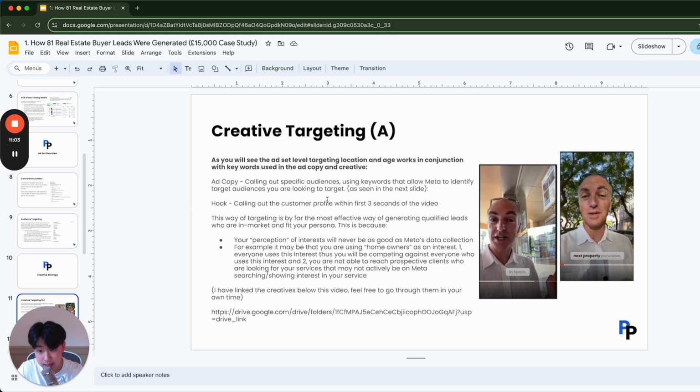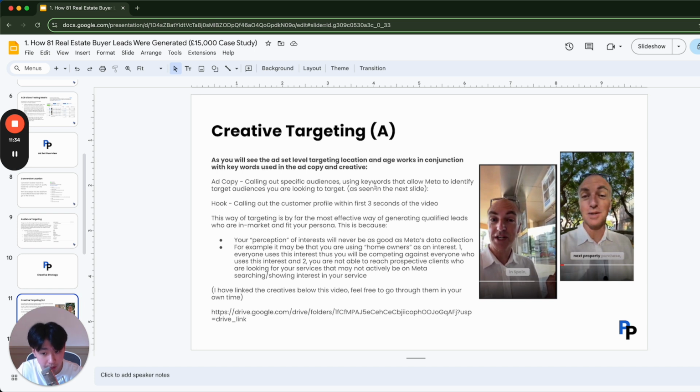As you'll see, the ad set level targeting location and age works in conjunction with keywords used in the ad copy and creative. Regarding the ad copy, you want to be calling out specific audiences using keywords that will allow Meta to identify the target audience you are looking to target, as seen in the next slide.